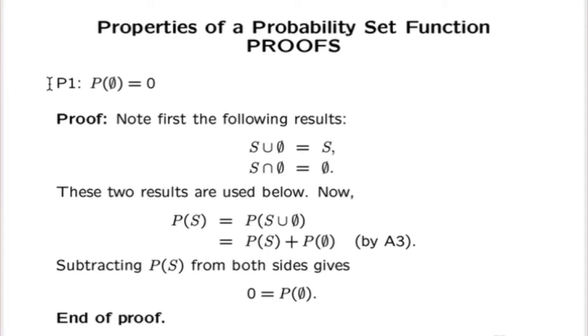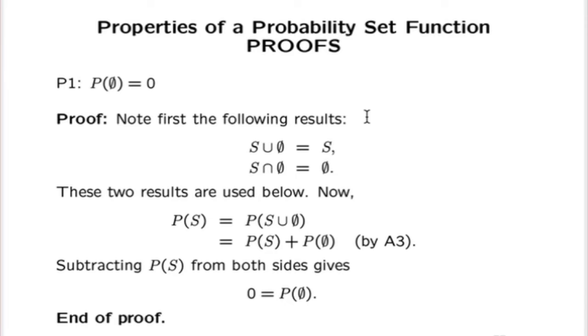So the first proof we're going to look at is the proof of property 1, which says that the probability of the null event is equal to 0. Now again, this seems completely obvious, almost too obvious to prove, but we do have to prove it. And the way that we have to prove it in this more general context is to utilize the axioms.